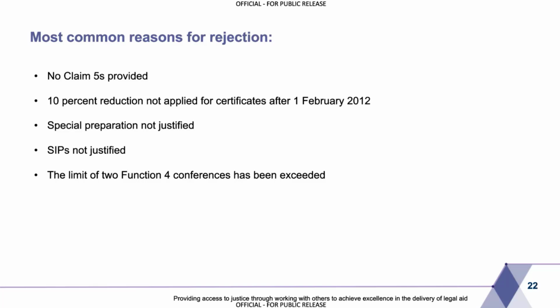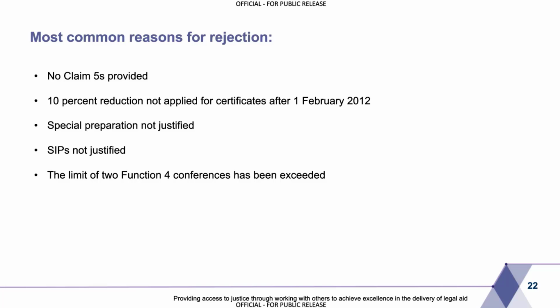So the most common reasons for rejection under the FGF model are that no claim 5s have been provided. So it is really important that the claim 5s are provided to detail to us exactly how the fees claimed have been calculated. Another common issue is that a 10% reduction hasn't been applied. So this is applicable for all certificates which have been issued after the 1st of February 2012. So the likelihood is that this 10% reduction should be applied.